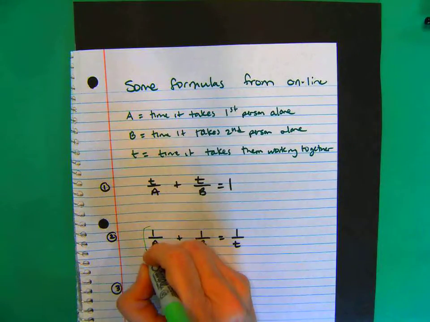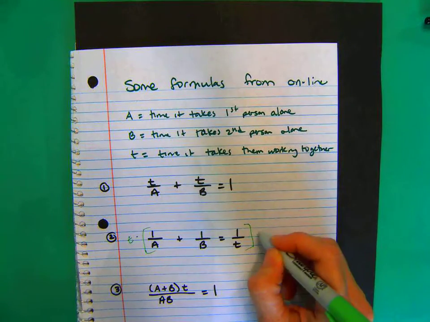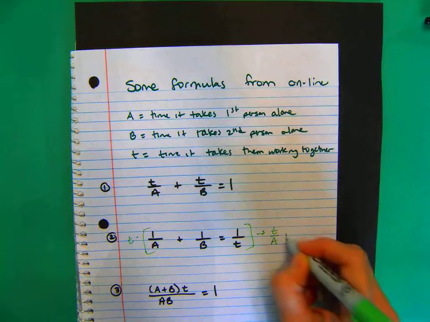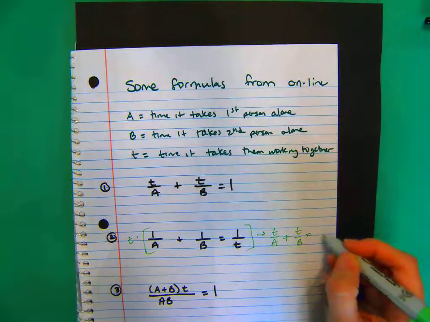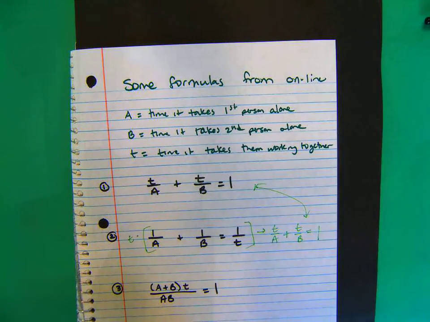And hopefully you can see that if you multiplied through by t, this wouldn't solve anything, but if you multiplied through by t, you would get t over a plus t over b equals t over t, or 1. And so it's the same formula. And so there are lots of possible ways we could arrange this formula. When people understand and make sense of problems, then they choose where they want to leave that formula.